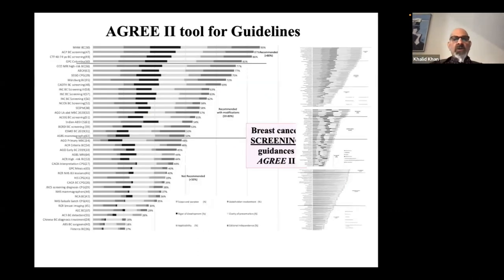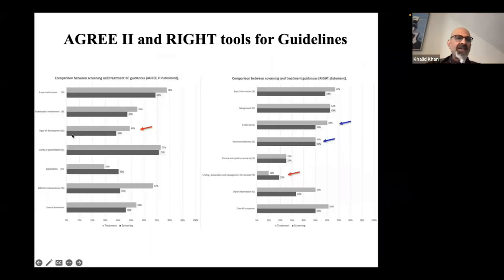These are not straightforward assessments. Here I just show you an example from assessment of guidelines concerning screening and treatment of breast cancer. And you can see that fairly sophisticated analyses are required. With respect to the AGREE guideline, the domains covered relate to scope and purpose, stakeholder involvement, rigor of the development, and other features.